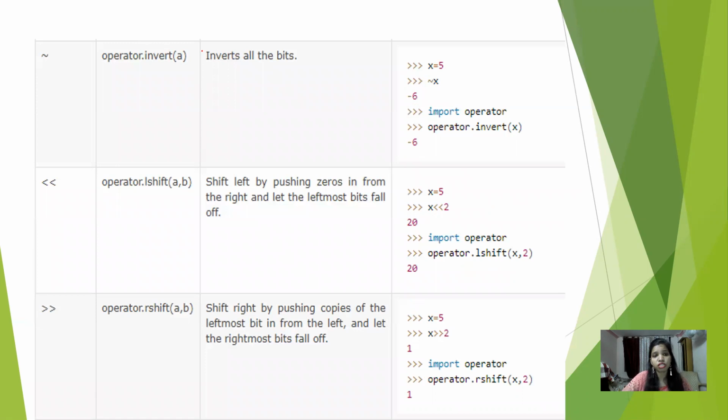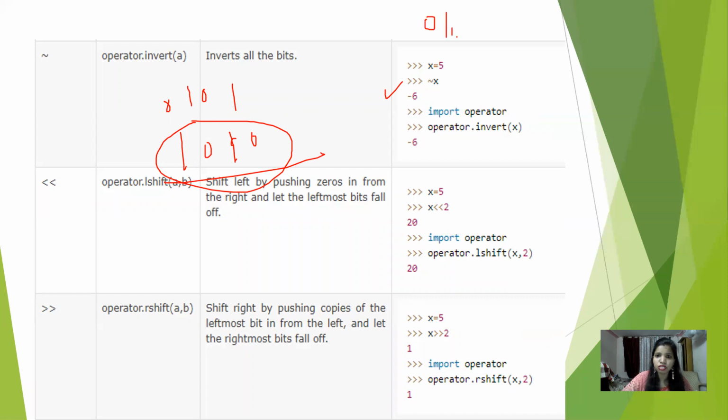Invert means it will invert the bits. Suppose x is 5, that is 0101. If you invert it, it will be 1010. But it will not show this. It will show the output of minus 6, because of the one's complement. One's complement means invert the bits, then add 1. So the answer is always in complement form, and the answer will be minus 6.